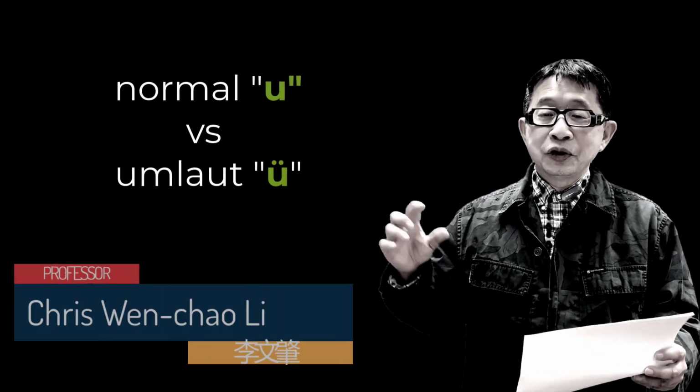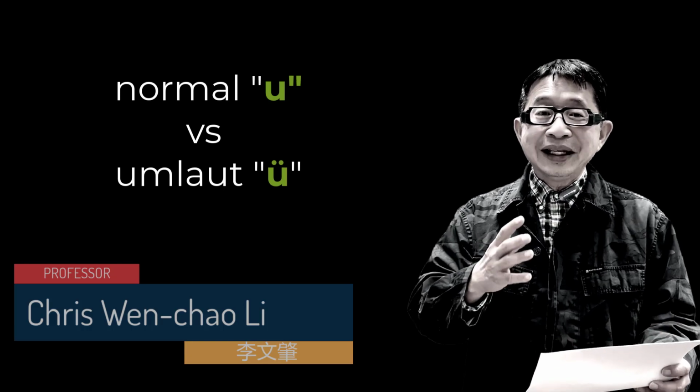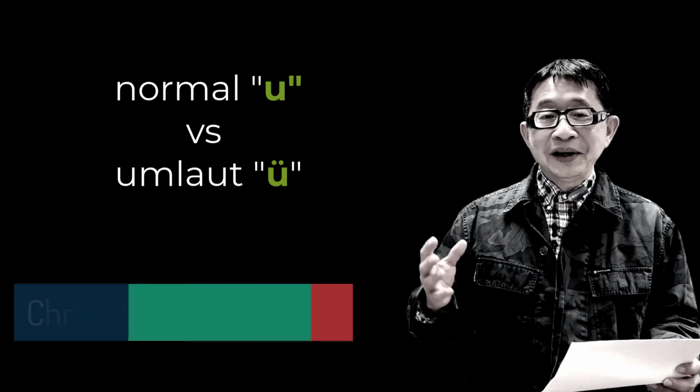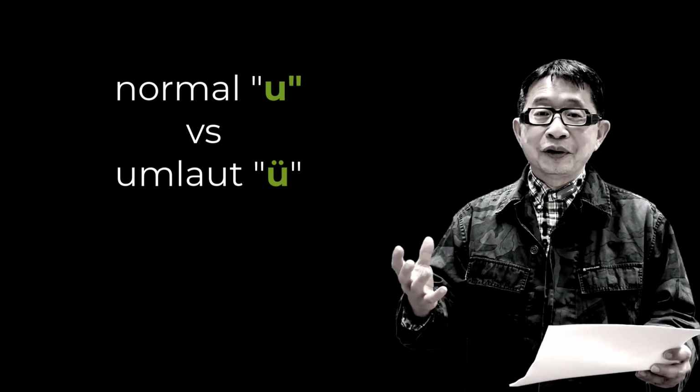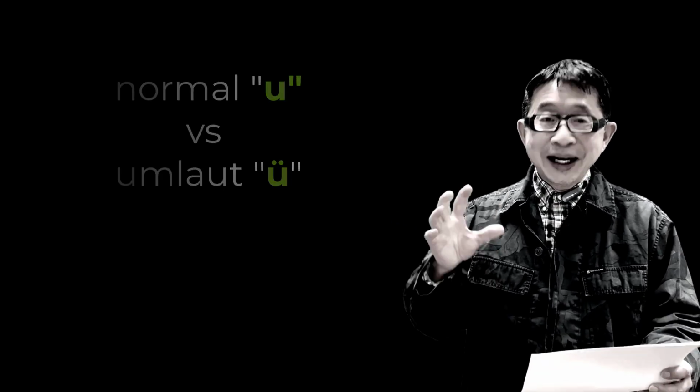Today we're going to talk about how to pronounce the U vowel in Mandarin Chinese. Now keep in mind that there are two U's in Mandarin Chinese. There's the normal U, and there's the U with the two dots on it, what we call the Umlaut U. Today we're going to talk about the normal U. I have a separate video for the Umlaut U. If you're interested, I'll give you the link in the descriptions below. So today we're going to focus on the pronunciation of normal U.